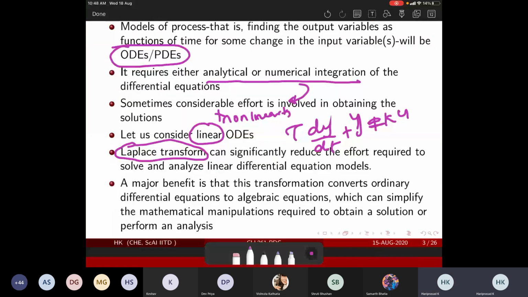So what is the advantage? When you apply the Laplace transform to a system, the ordinary differential equation becomes an algebraic equation. So all your analysis becomes faster. Have you learned about the Laplace transform before in your courses? Yes, sir, we have. Okay.